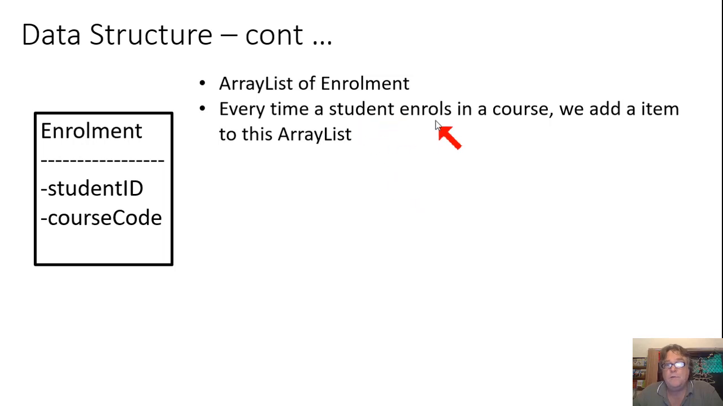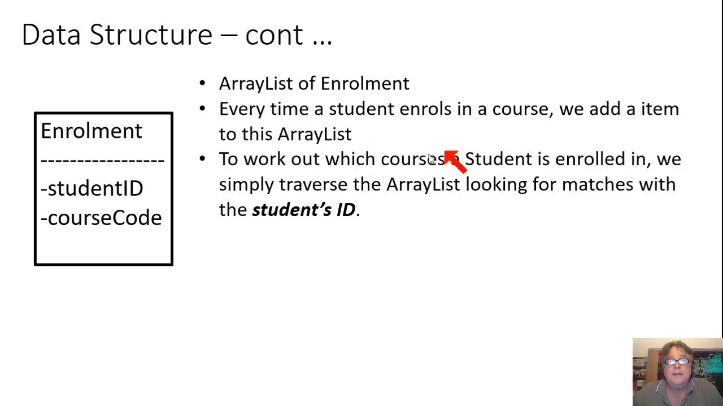Every time a student enrolls in a course, we add them to this array list, or we check first if they're already enrolled in that course in the array list. And if they're not enrolled already, we could add them. So we can do that sort of processing as well. To work out which courses a student is enrolled in, we simply traverse the array list looking for matches with the student's ID. So I want to search for all matches for Miss O'Malley. Which courses is she enrolled in? I could find Miss O'Malley's ID and then loop through, traverse this array list of enrolments, and find all the matches to her student ID, which is 1001 or whatever it is.